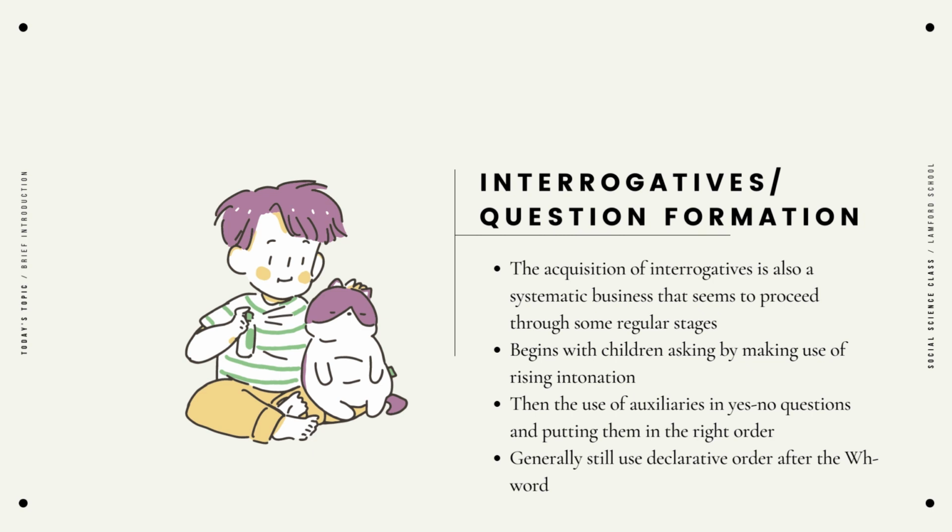Mommy, go? At around the age of 3, children start using auxiliaries in yes/no questions and then proceed to put them in the proper order. Can I have more? But at this point, they still lack knowledge of adult order when it comes to WH questions, so they usually use declarative order. An example of this in action is when a child says, Mommy, why you are mad? Instead of saying, Mommy, why are you mad? Because they are used to the declarative order.